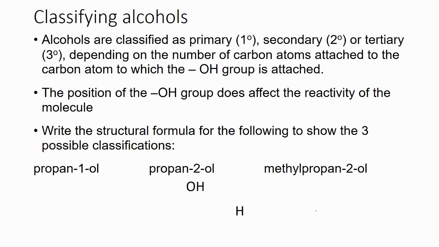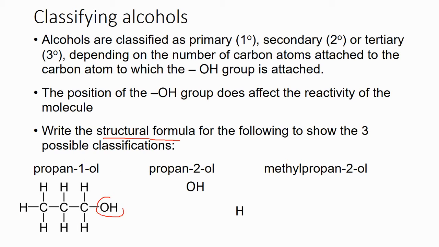Alcohols are classified as primary, secondary, or tertiary, depending on the number of carbons attached to the carbon atom to which the hydroxyl group is attached. The position of the hydroxyl group does affect the reactivity of the molecule. For example, write the structural formula for the following to show the 3 possible classifications. So propan-1-ol, you can see this is the hydroxyl group and it's attached to a carbon that is only attached to one other carbon. So it's a primary alcohol.